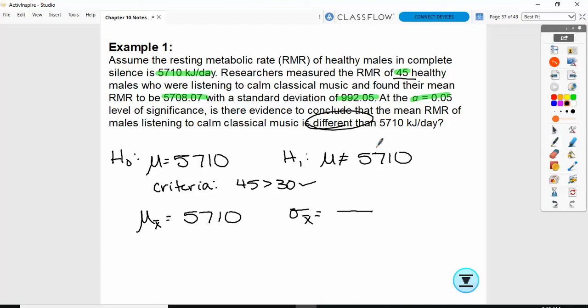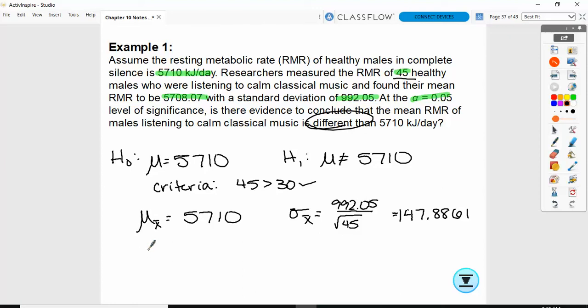So sigma is the standard deviation of our population here, divided by the square root of n, so the square root of 45. So we get 147.8861.